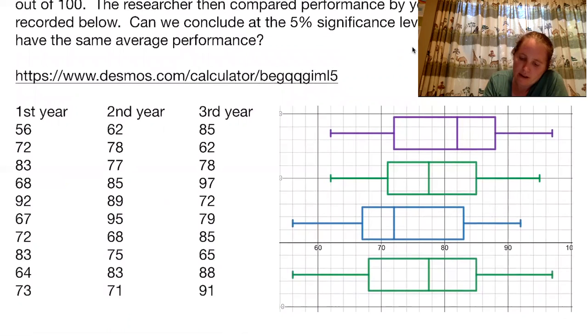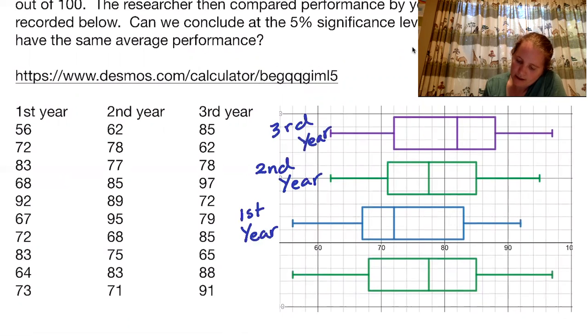These are kind of backwards in the box plots. The first year is here. This is the second year box plot, and the third year box plot. And then the one at the bottom is all of the scores together, so all 30 students.